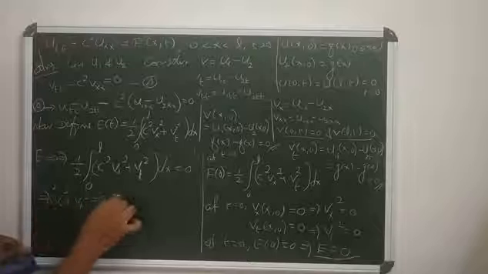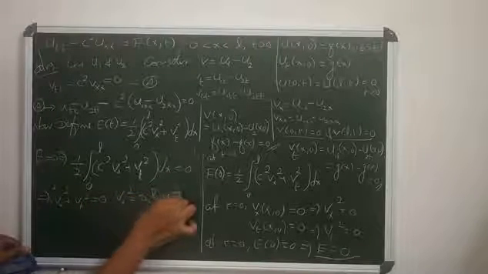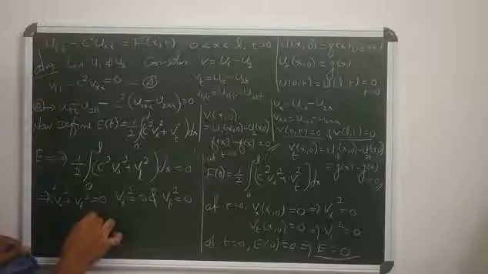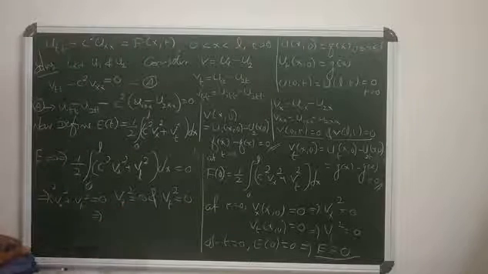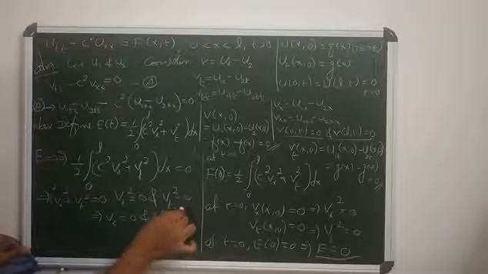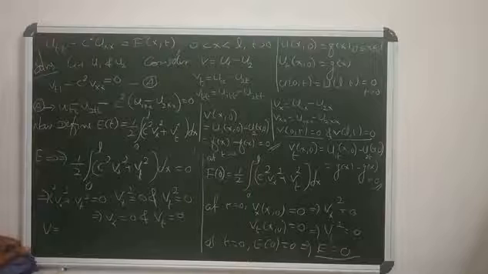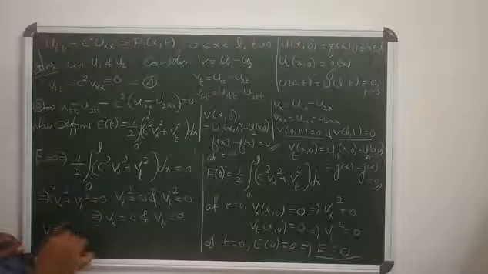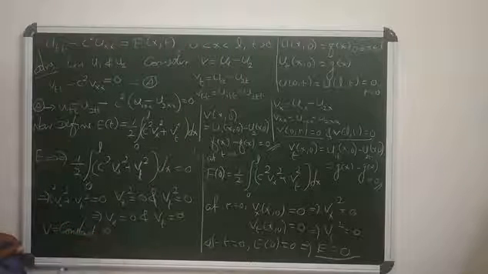That means clearly vx square equals 0 and vt square equals 0, since c is non-zero. Vx square equals 0 means vx equals 0, and vt equals 0. That means V is a constant, and that constant is also 0. Vx equals 0, vt equals 0 means V is a constant.